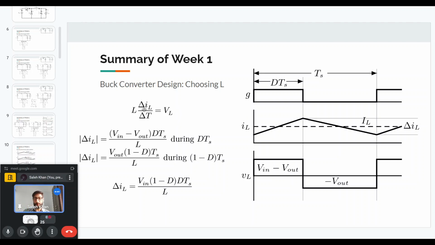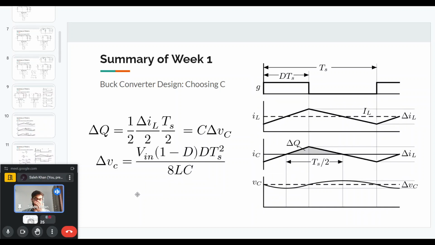And if we substitute the values of the different terms in this equation for the dTs interval and the 1 minus dTs interval, we will basically get that the ripple in the inductor current is equal to this value that is shown in the last. And that is irrespective of whether we are in the dTs or 1 minus dTs interval, we will get the same expression for the inductor current ripple. And this ripple equation we can use to find out the value of the inductance that is required to satisfy a given ripple condition.